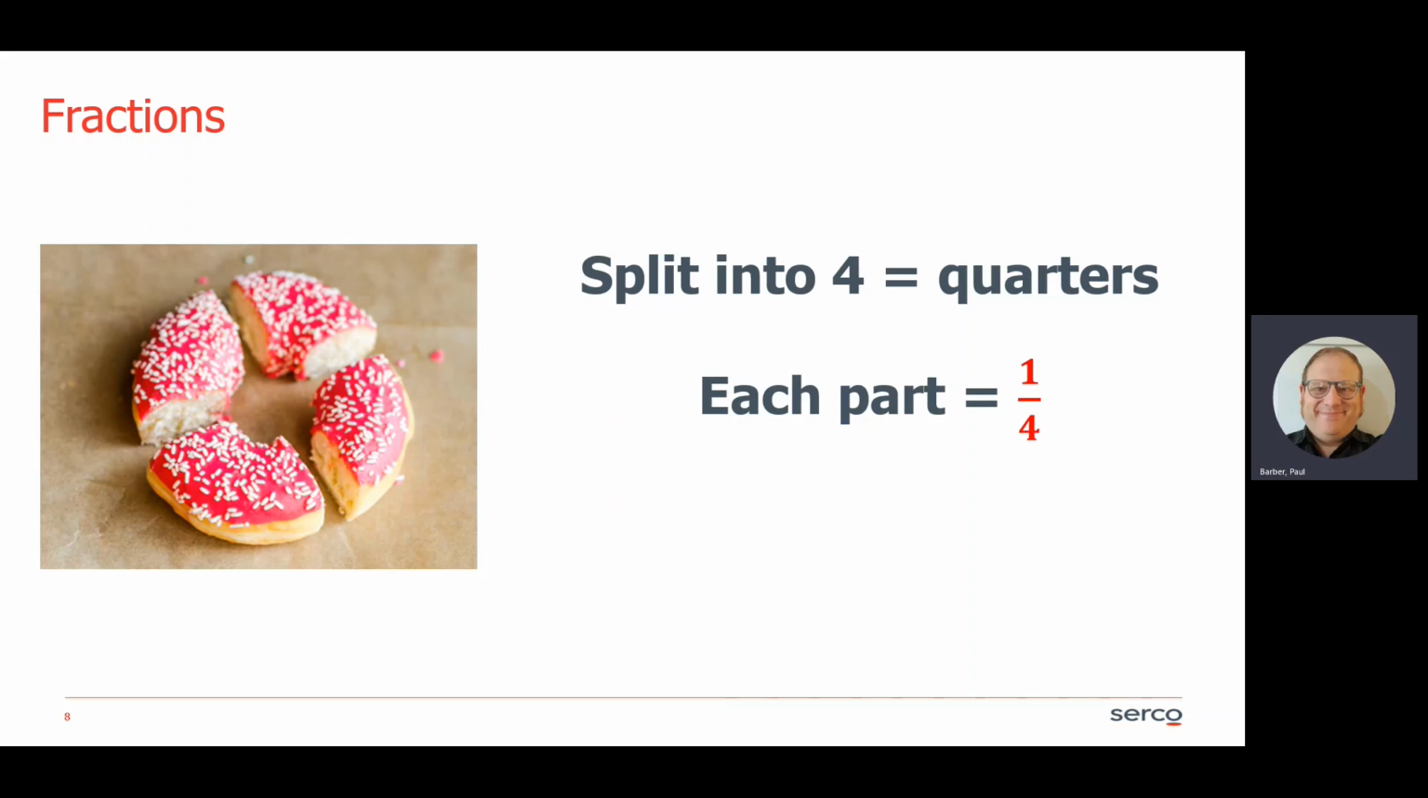And obviously, if we've got the whole donut, we could say that it's 4 quarters. The donut is cut into 4 separate pieces, and if we ate it all, we've eaten all 4 of those parts. So we write it as 4/4. We wouldn't normally write it like that as a fraction. We would just say that we've eaten the whole donut. But we could write it as a fraction of 4/4.